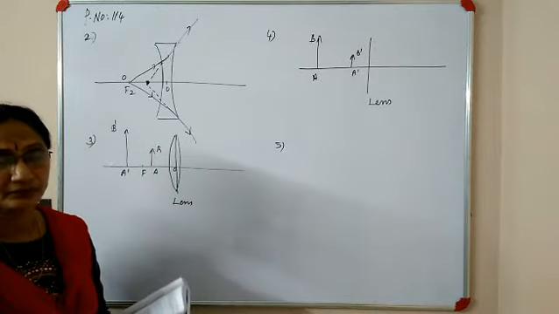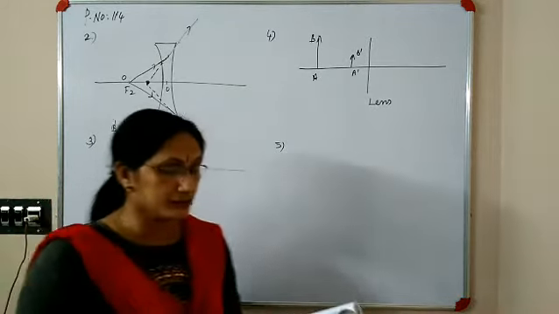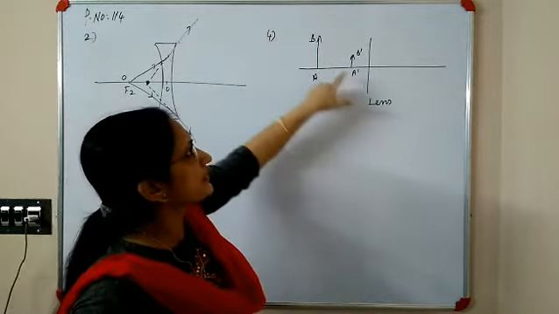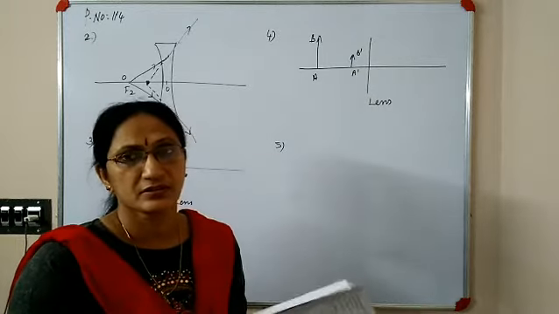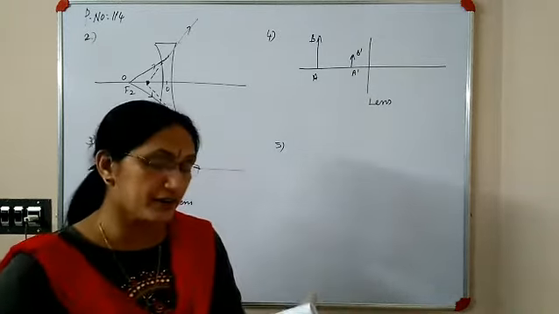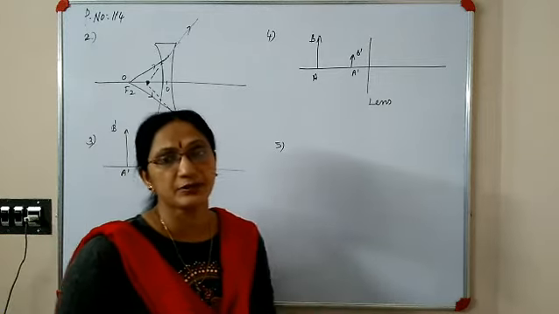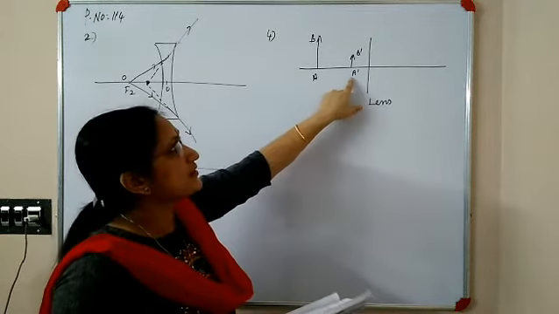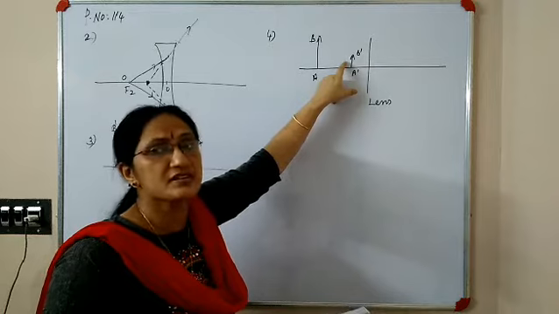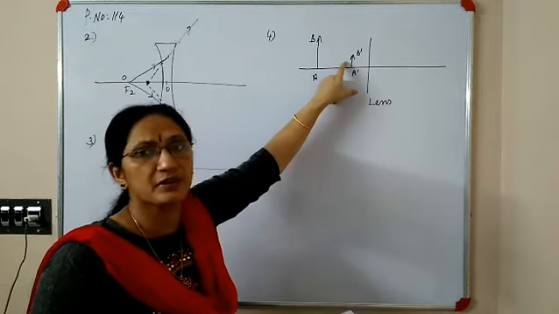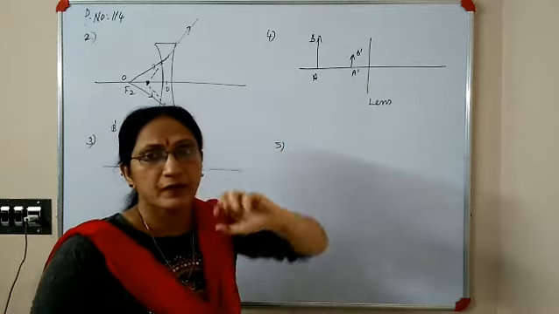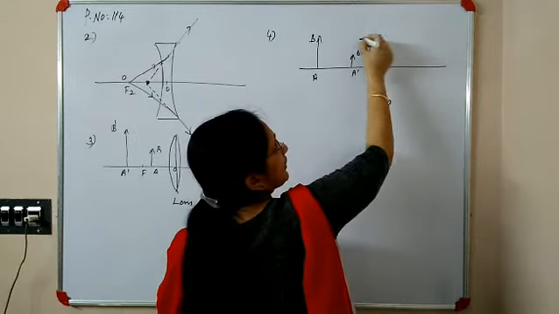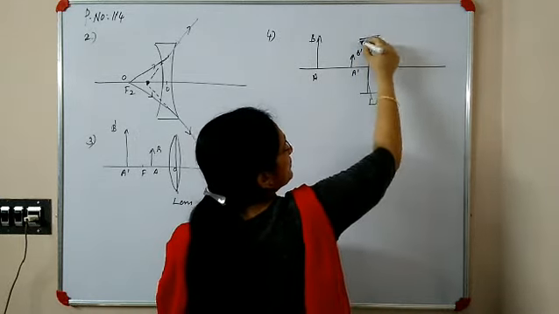Now, question number 4. One incomplete diagram is given. Here also AB is the object, A dash B dash is the image. And here is the lens position. You have to identify the kind or type of lens. From the nature of the image, you can identify the lens. Image is erect. Erect means it is a virtual image. Only virtual images can be erect. And it is diminished also. A diminished virtual erect image is forming only for a concave lens. So the lens is a concave lens.